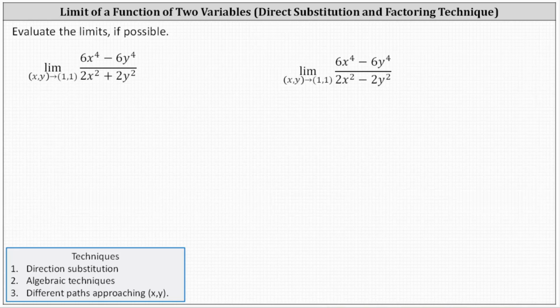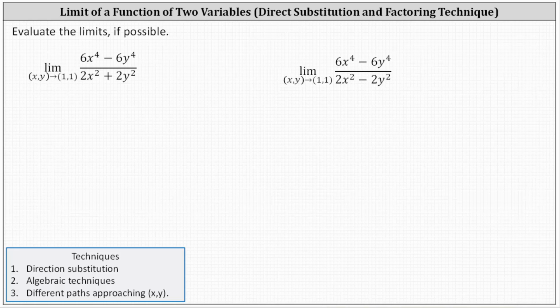Evaluate the limits if possible. When determining limits of functions of two variables, we use the techniques listed below in the following order. Number 1, we try to perform direct substitution, which works if the function is continuous around the point we're approaching.